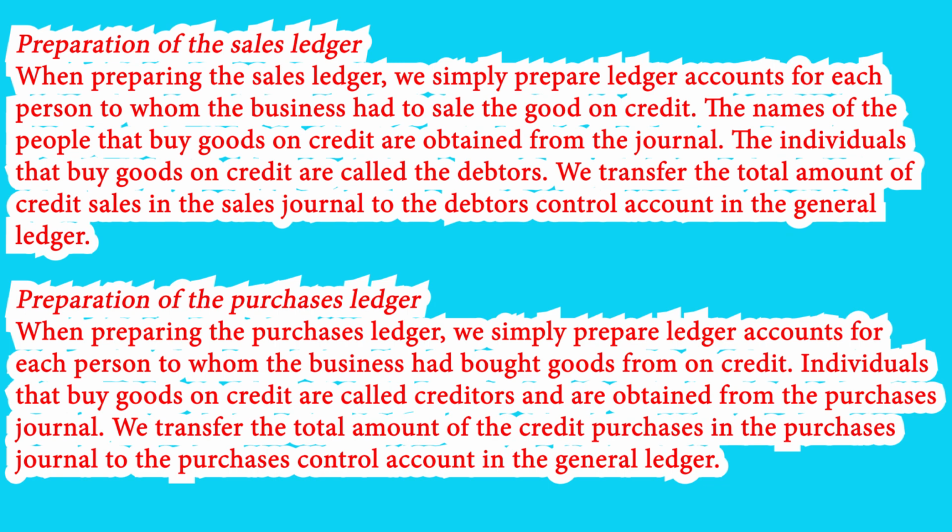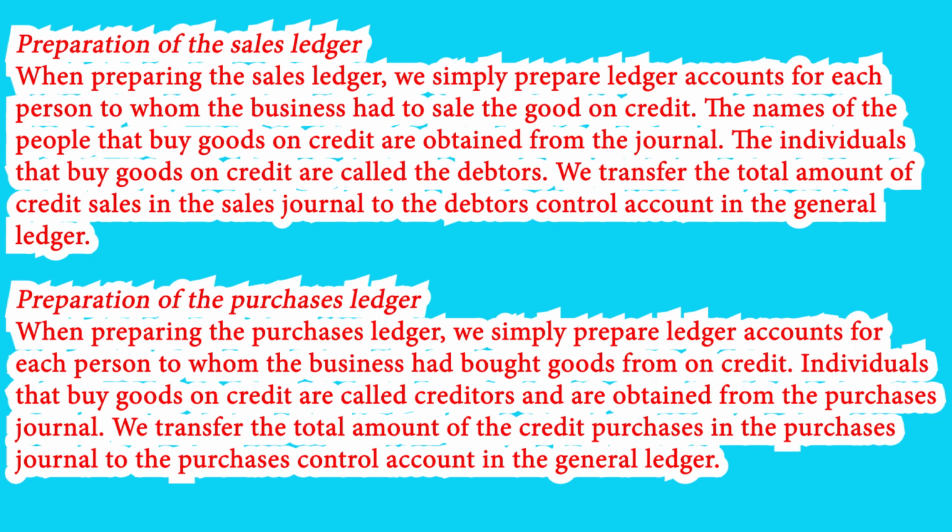Then let us now look at preparation of the sales ledger. When preparing the sales ledger, we simply prepare ledger accounts for each person to whom the business sold goods on credit. The names of the people that buy goods on credit are obtained from the journal. The individuals that buy goods on credit are called the debtors. We transfer the total amount of credit sales in the sales journal to the debtors control account in the general ledger.